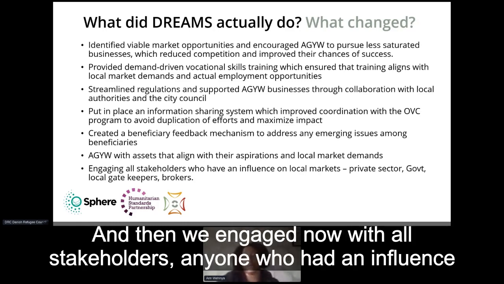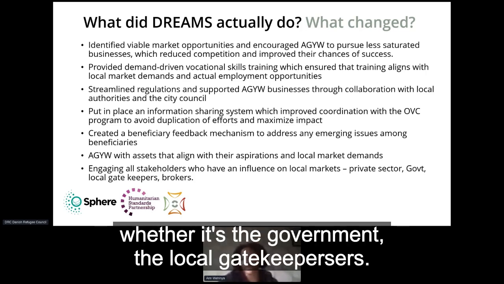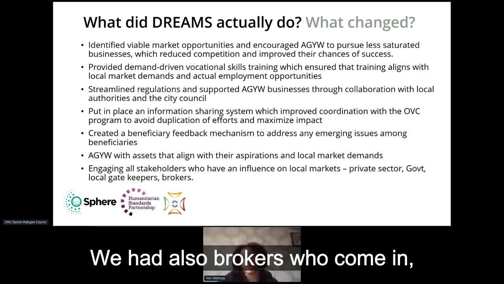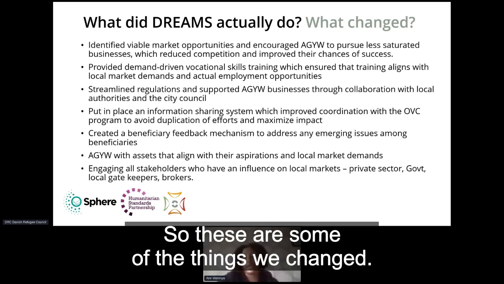And then we engaged now with all stakeholders, anyone who had an influence on the local markets, whether it's the private sector, whether it's the government, the local gatekeepers. We had also brokers who come in, and there were all these other players that we really needed to have considered. So these are some of the things we changed.